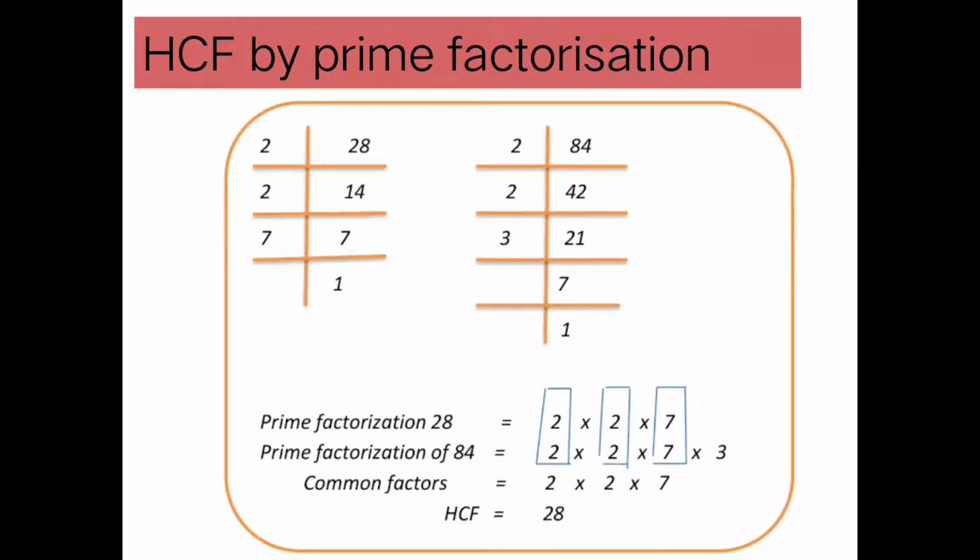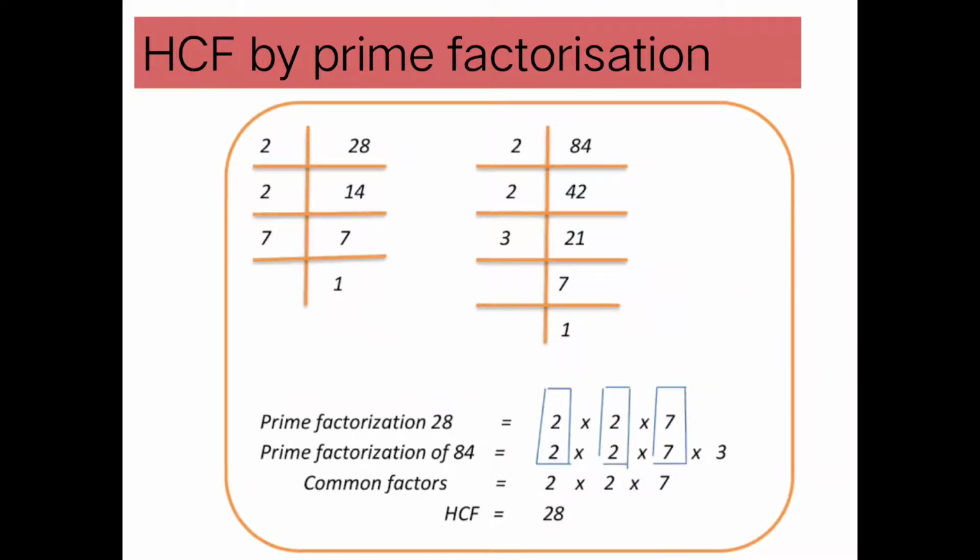For 28, first we have to start with the smallest prime factor. So 28 goes in the 2 table 14 times. Again you have to do this 14 with the small prime number, which is 2. So in the 2 table it goes 7 times. Then after we received 7, 7 goes only in the 7 table. 7 is a prime number, so 7 goes 1 time. Then we have to write the prime factorization of 28, which is 2 into 2 into 7.